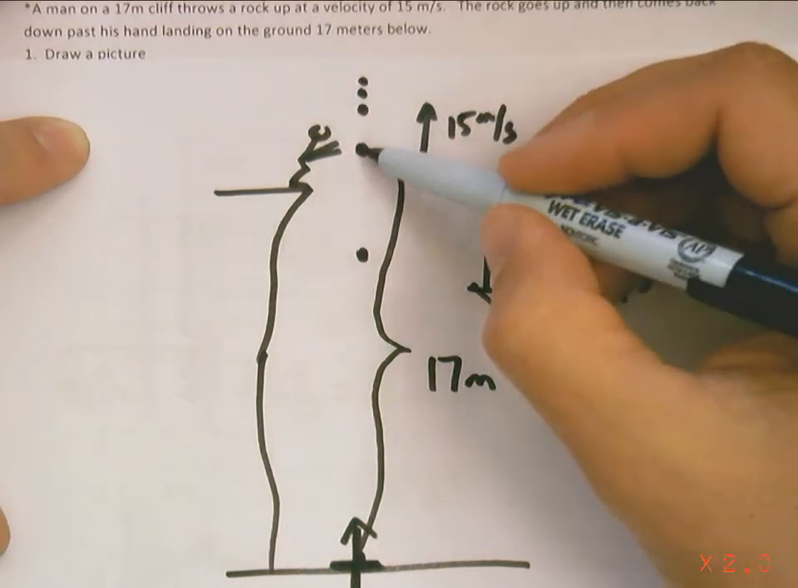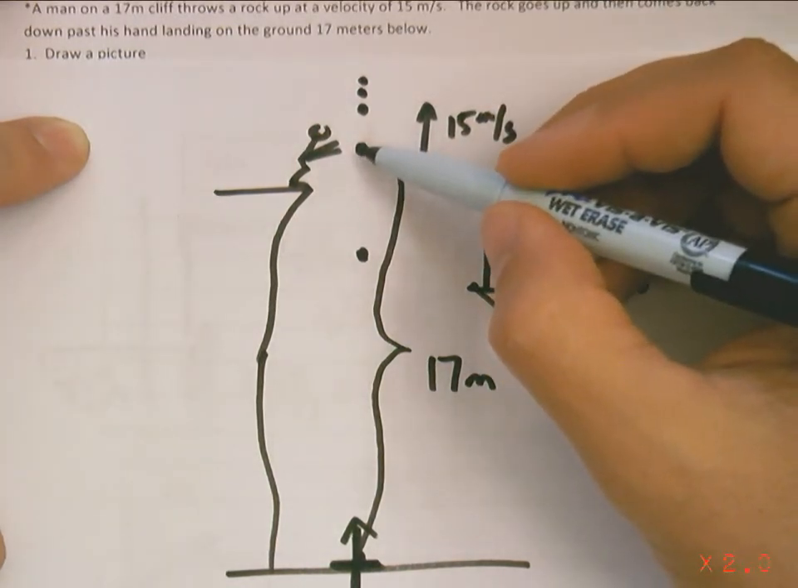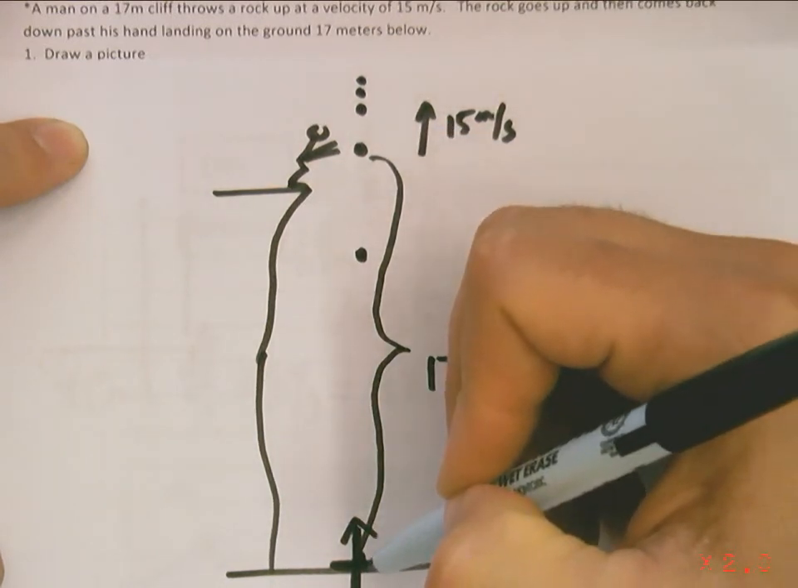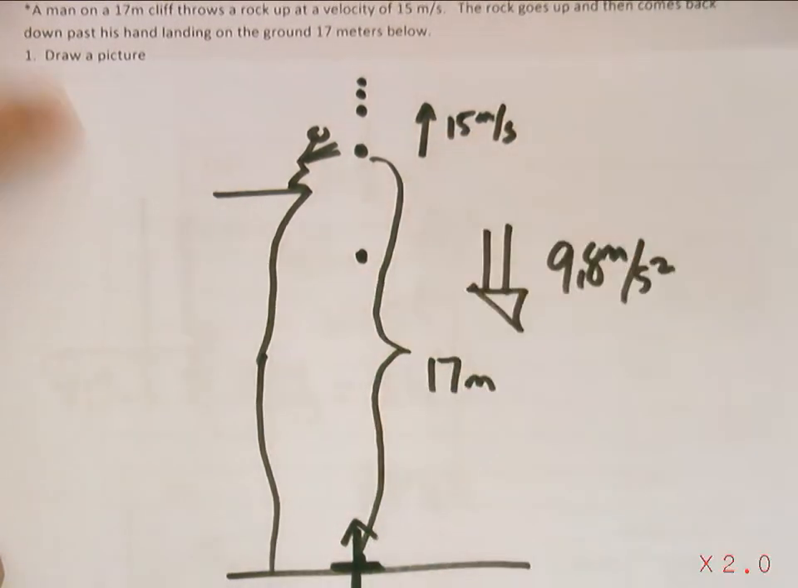You could also put it at the hand, but that's going to create negative and positive distances, and you just don't want to get into that. So what we want to do is put the 0 at the ground with up being positive.